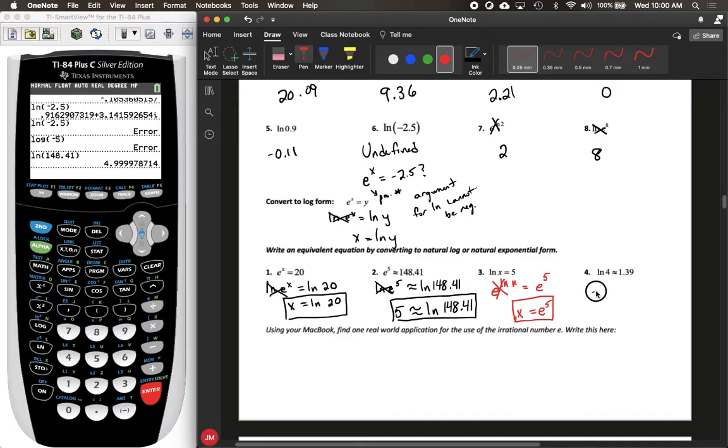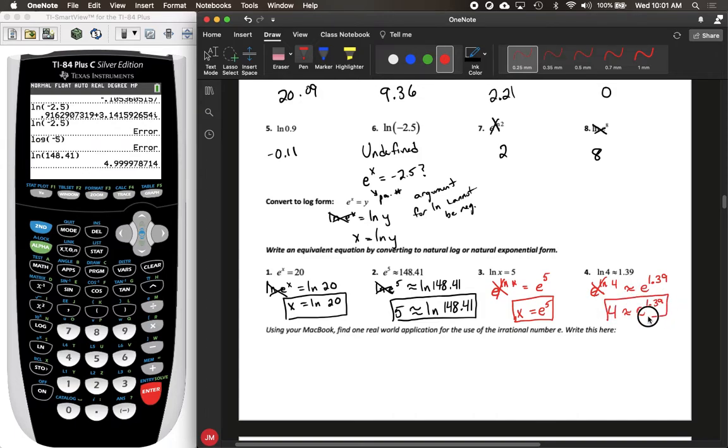So number 4, using a similar strategy, let's take e to the power of both sides of our equation. So e to the power of natural log of 4 is approximately e to the power of 1.39, and that way e and natural log can cancel, and we'll have that 4 is approximately e to the power of 1.39.